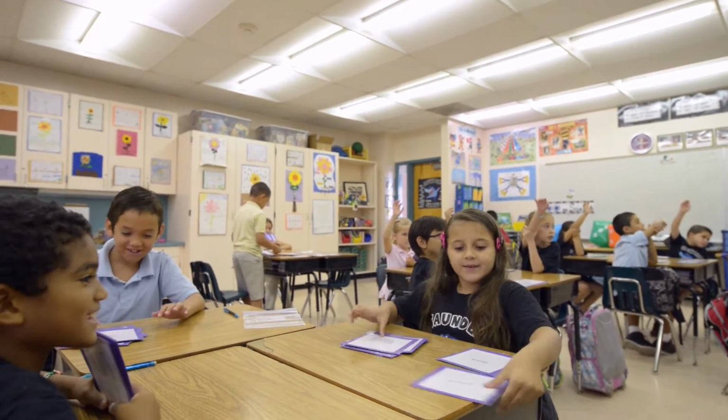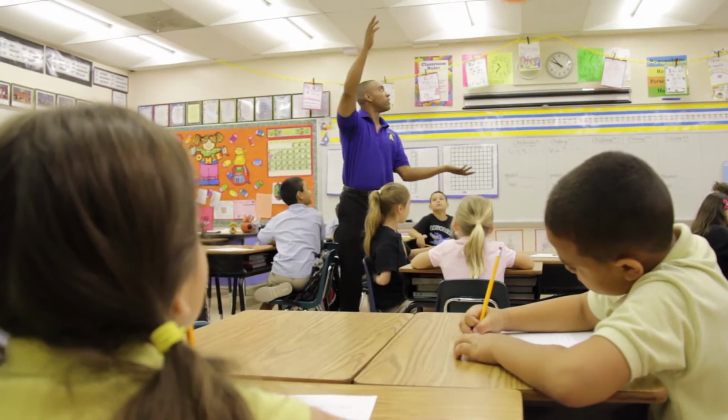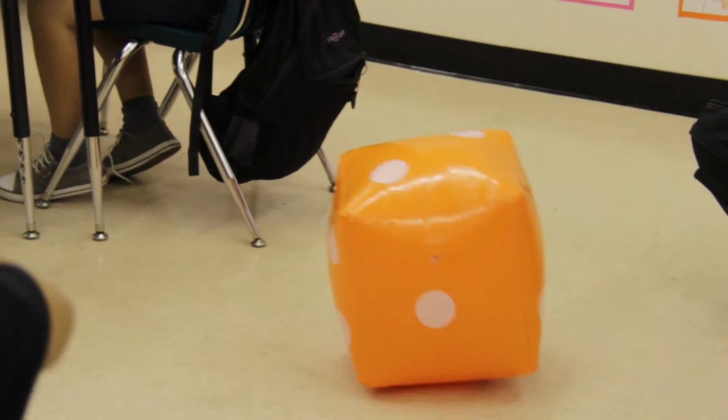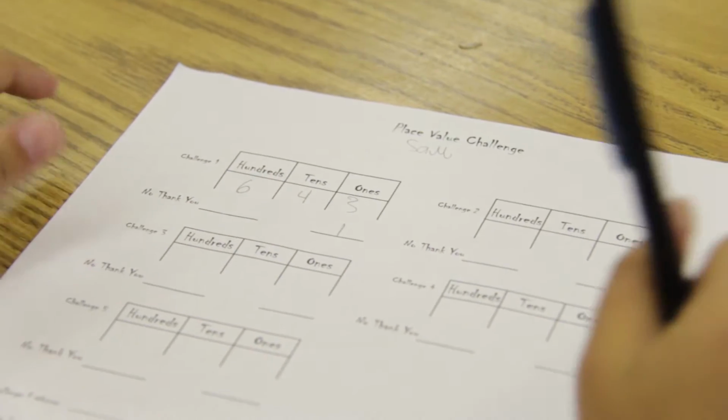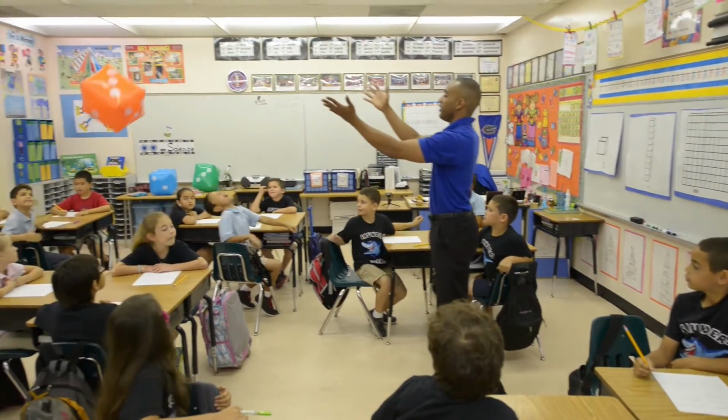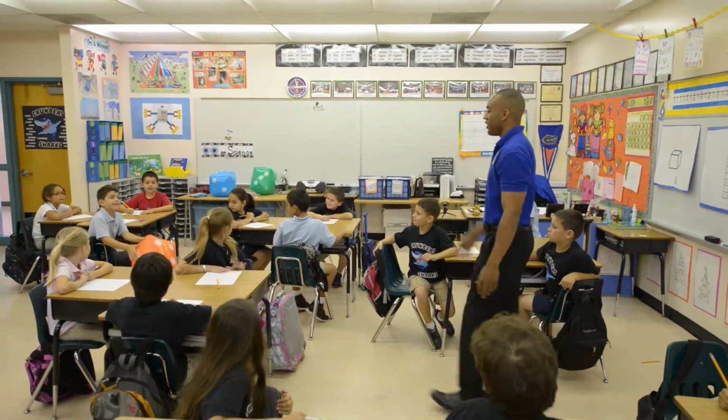Most students like to play games, and when they're playing games, they don't always think that they're learning, but they actually are learning a lot. We had a dice, and every child had a chance to roll the dice, and whatever number the dice rolled on, they had to put it in one of the columns: ones, tens, hundreds, or we had 2 no thank you spots. Each child was supposed to try their best to make the greatest number they could with the 5 digits that were rolled.